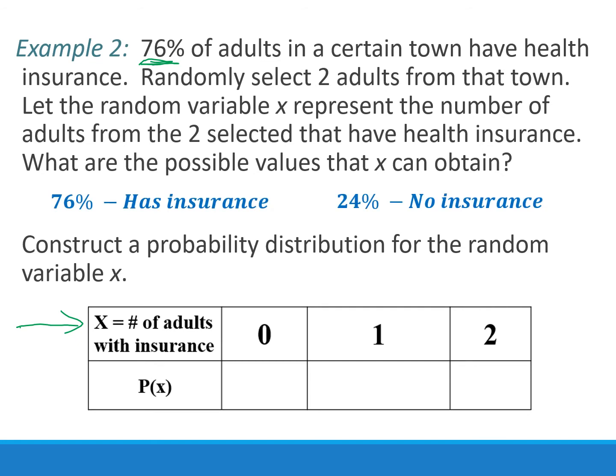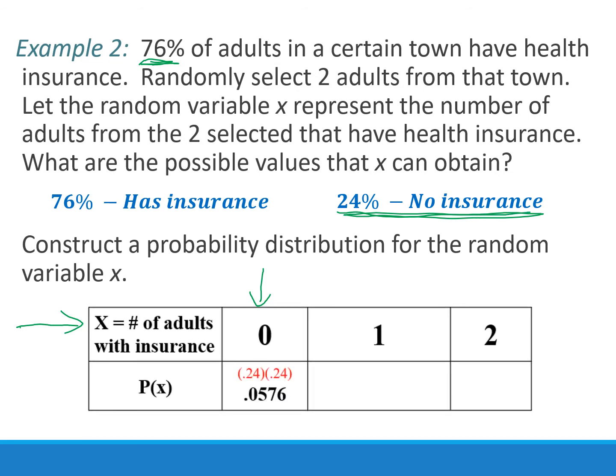All that said, for us to end up with this situation right here, we've picked 2 people that have no insurance. This is a compound event like we did in the last chapter, 24% for the first and the second. Multiply them to get the probability of that event occurring, 0.0576. Let's jump over to this one since this is the next easiest. 2 people that have insurance, 0.76 times 0.76 gives us this probability.